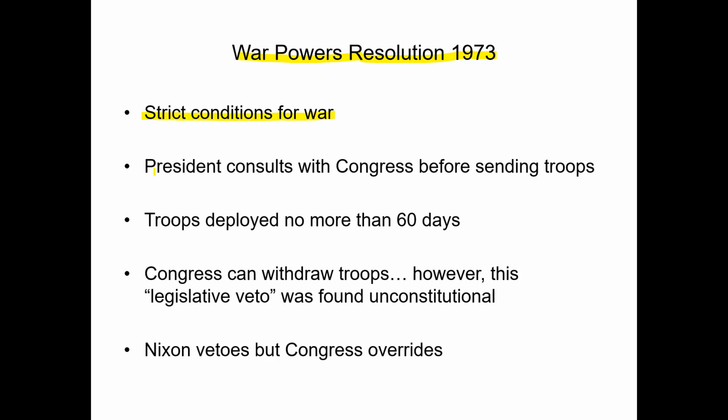They provided strict conditions for war. The president had to consult Congress before sending troops, and the troops are deployed no more than 60 days. Now, these 2 provisions here are fairly easily worked around because the president can send a lot of resources to that region and doesn't even have to send it to that country. They can send it to an ally. A lot of resources, a lot of advisors, a lot of reconnaissance type of stuff, a lot of equipment. So there's a lot of things that the president can do before they officially consult with Congress.